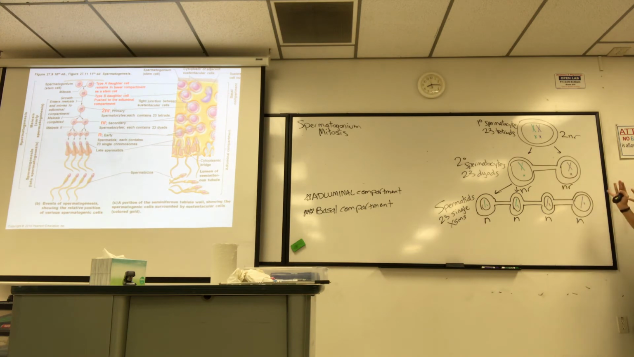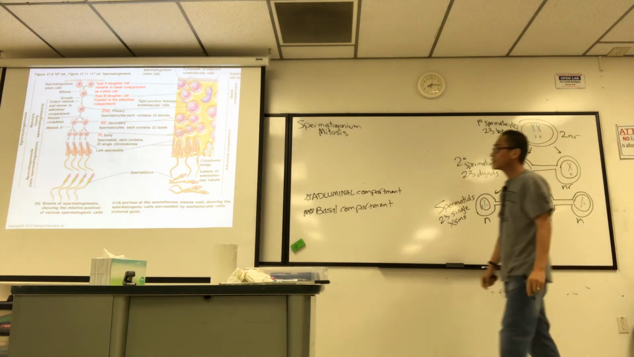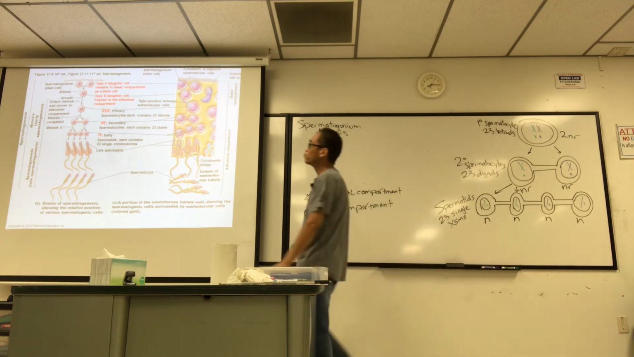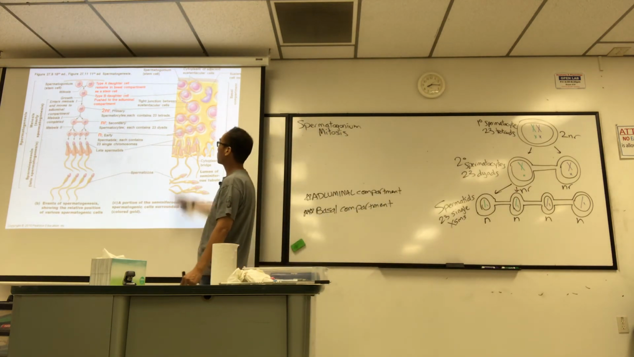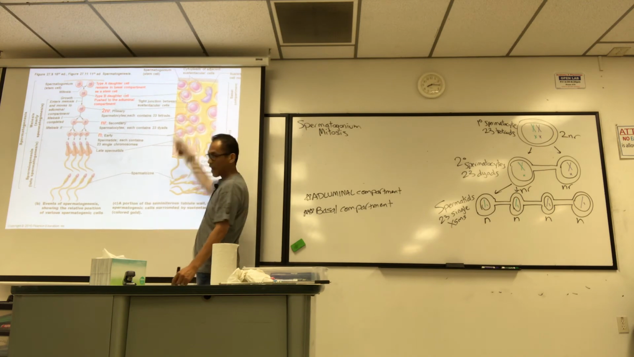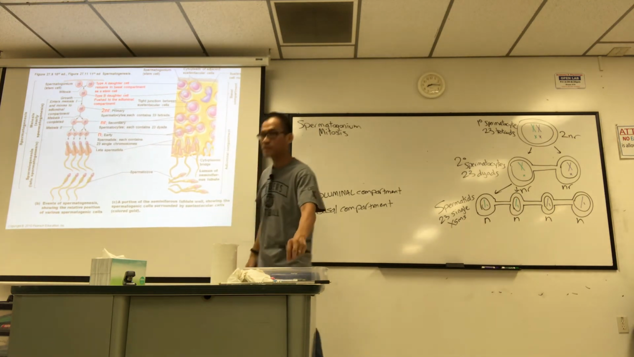This is meiosis. Okay? All primary spermatocytes are in the abdominal compartment? Yeah. The ones that enter meiosis are pushed to the luminal compartment. That is correct.